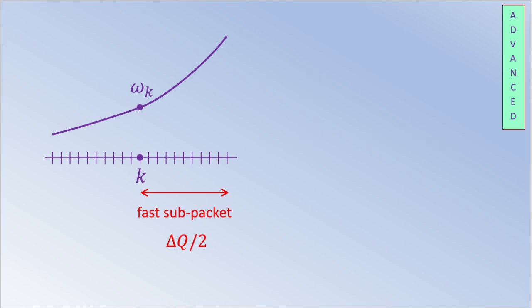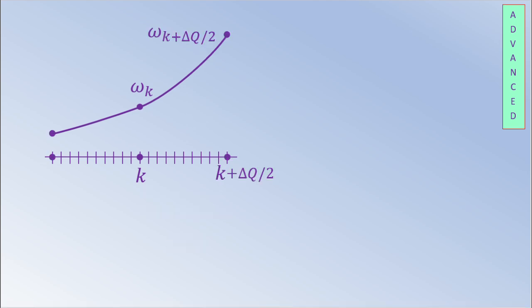Following the method we just used, we will divide our packet into two subpackets according to their wave numbers. Let's assume that, similarly to the previous case of de Broglie waves, the subpacket located to the right of the average value of k moves faster. To estimate its speed, we will take only two waves, namely the central elementary wave with wave number equal to the average value k and the rightmost wave with maximum wave number equal to k plus half of delta q.